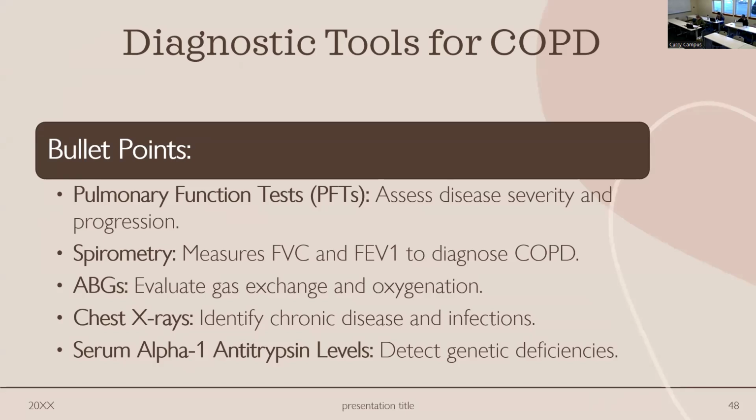The other one is FEV1, forced expiratory volume in 1 second. It is the volume of air expelled in 1 second with a forcible exhalation. It reflects airway function; a lower value suggests obstruction. Arterial blood gas, ABG, evaluates the exchange of oxygen and carbon dioxide. And serum alpha-1 antitrypsin levels detect genetic deficiencies. I don't know how often that one is performed.